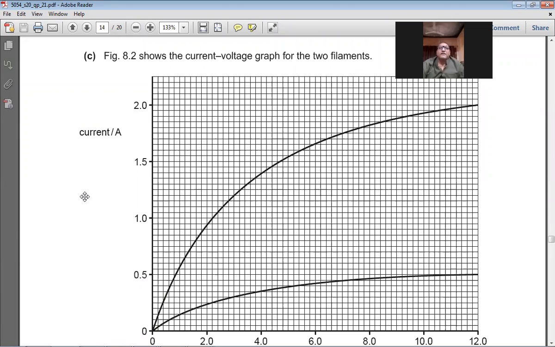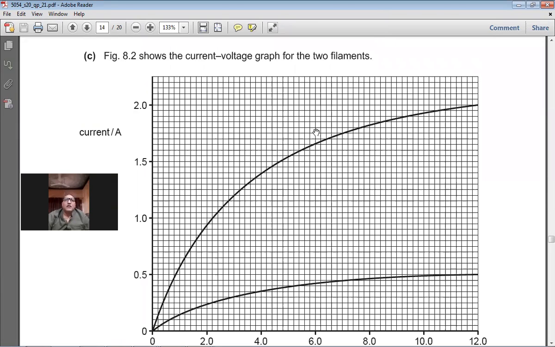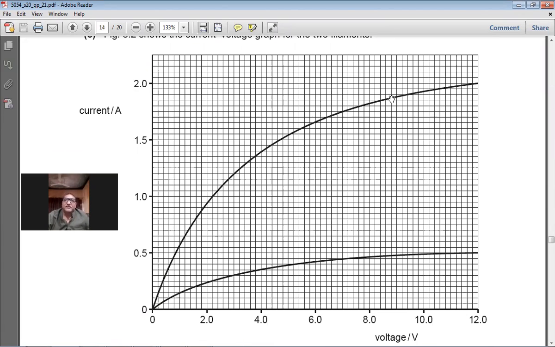Here we have part C. Figure 8.2 shows the current-voltage graph for the 2 filaments. So try to understand this. This is a graph, and on the y-axis we have current, and on the x-axis we have voltage. Suppose the lower one is representing filament number 1. The upper graph is representing filament number 2.